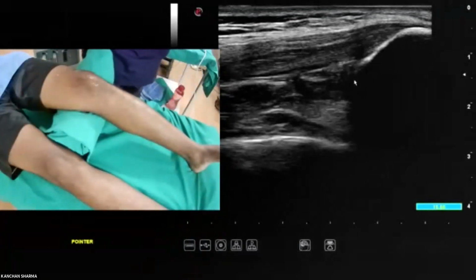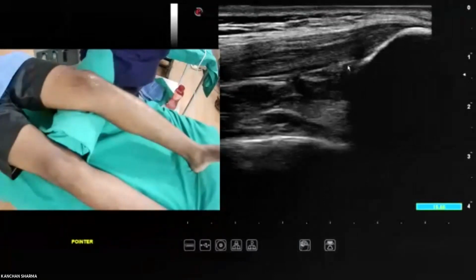Okay, look at the movement of this arrow. This is your patella. This is the quadriceps tendon. Earlier there was one black dot. Now I have changed the angulation of the probe and it has become hyperechoic and fibrillar. So this is your quadriceps tendon. From here till here is your quadriceps tendon.